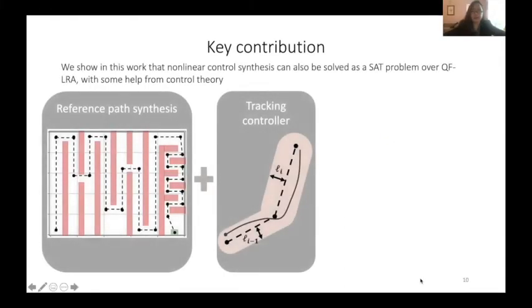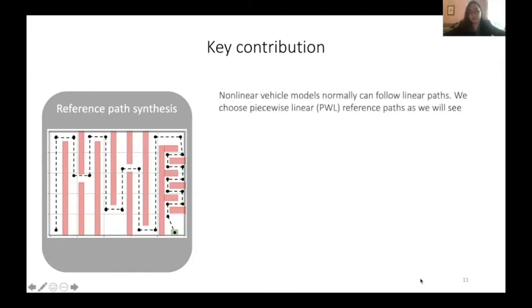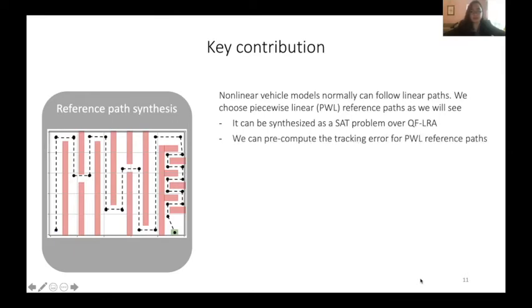So the key contribution of this work is that we want to show that we can synthesize controllers for nonlinear systems by using a reference path synthesis along with a tracking controller from control theory. For this reference path synthesis, we note that nonlinear vehicle models can follow linear paths. So we're going to be using piecewise linear reference paths, as we see that these paths can be synthesized using SMT problems over quantifier-free linear real arithmetic. And we can also pre-compute the tracking error for the entire reference path.